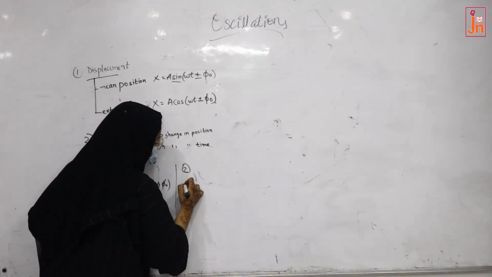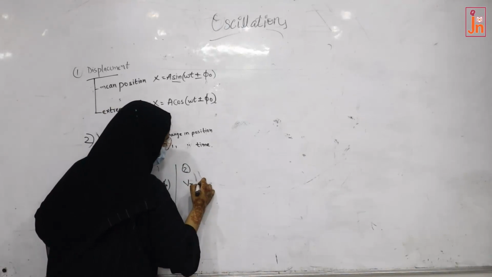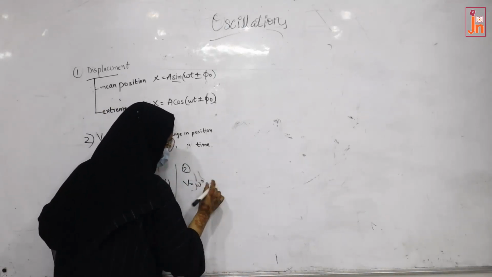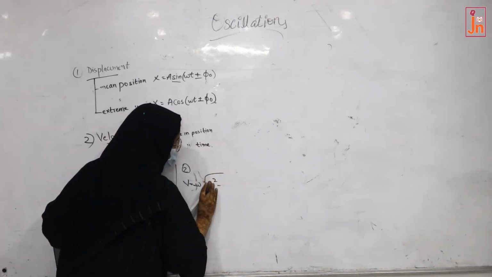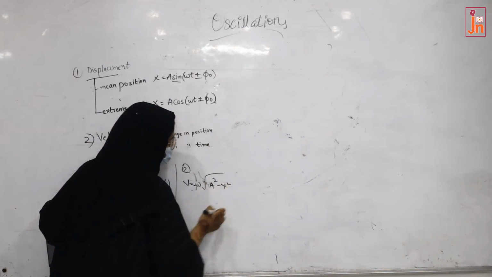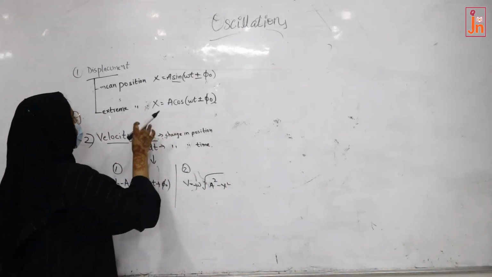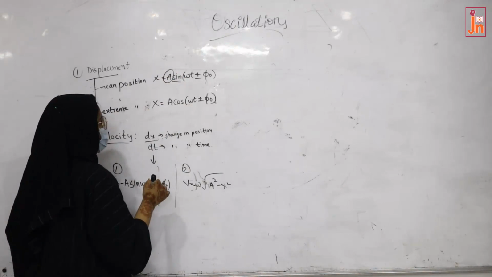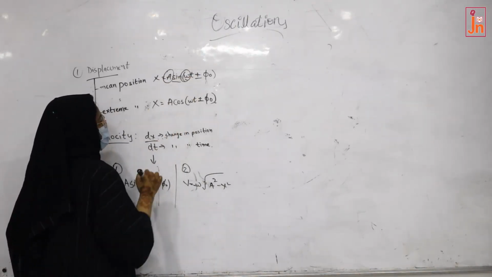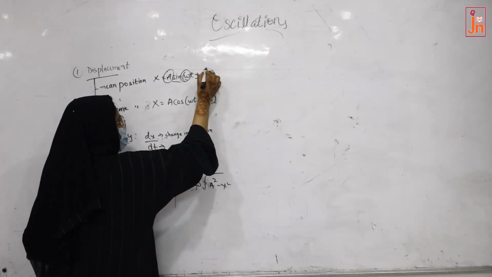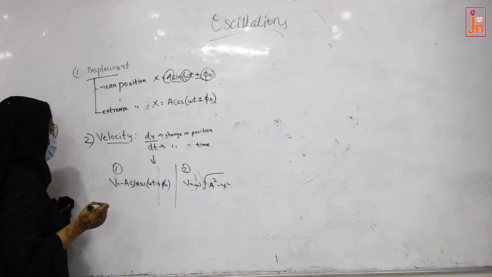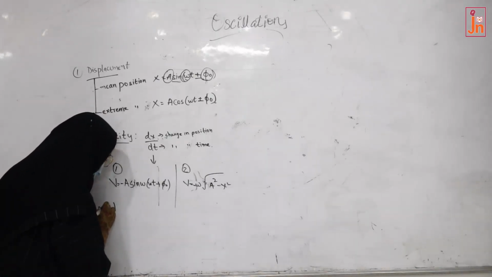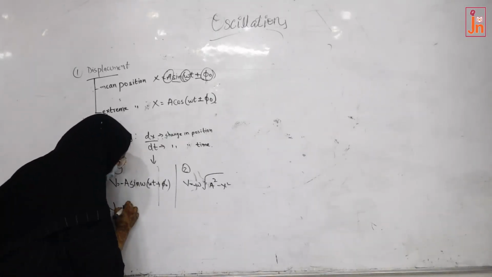The second formula is v is equal to omega root of a square minus x square. Here in this formula, a represents the amplitude, omega represents the angular frequency, and phi naught represents the initial phase. V max, the maximum velocity, is equal to omega a, where a is the amplitude.